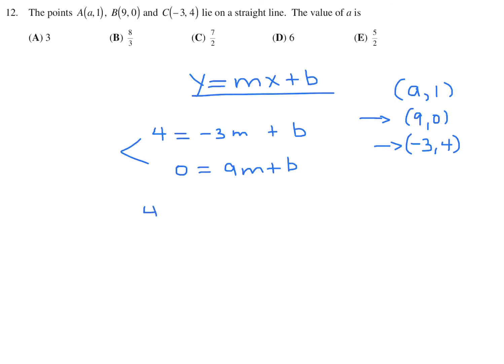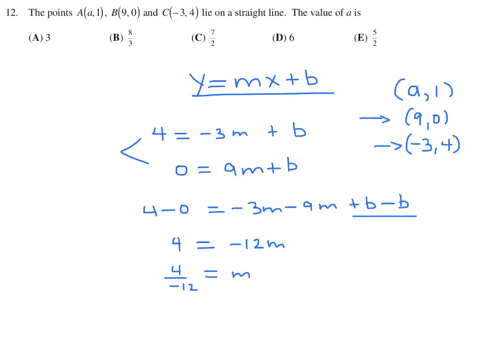So 4 minus 0 over here, minus 3m minus 9m, and then plus b minus b. So the b's cancel. This just becomes 4, and this is minus 12m, and therefore m is equal to 4 over negative 12, and that is also equivalent to a negative 1/3. Okay, I think we are very close here, just a couple more letters. B and A, I think.